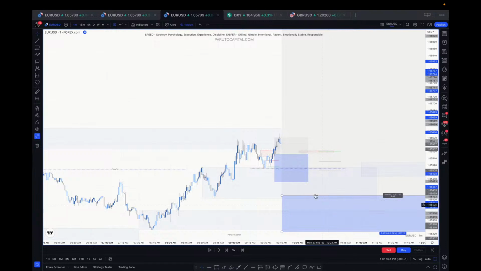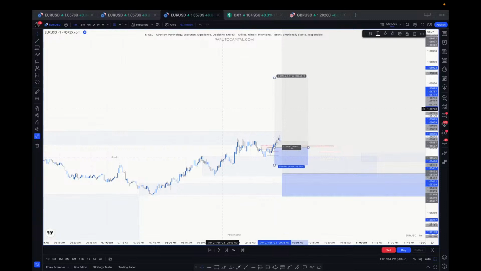You can enter on the 15 minutes, that's about 10 pips. You can enter using 8 pips after you see the confirmation on 1 minute, and using the very large stop loss to protect yourself. You can do that if you want to, and you'll be fine, right? So these are all potential entries that you can have.